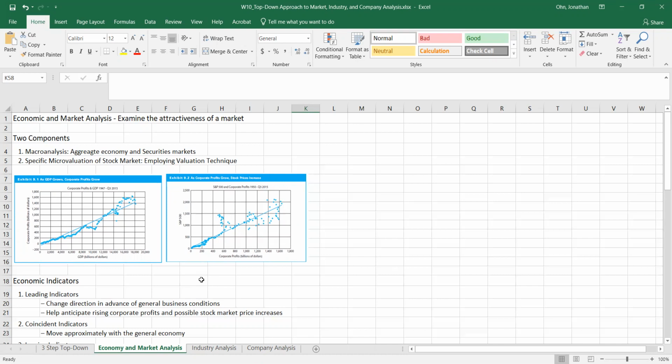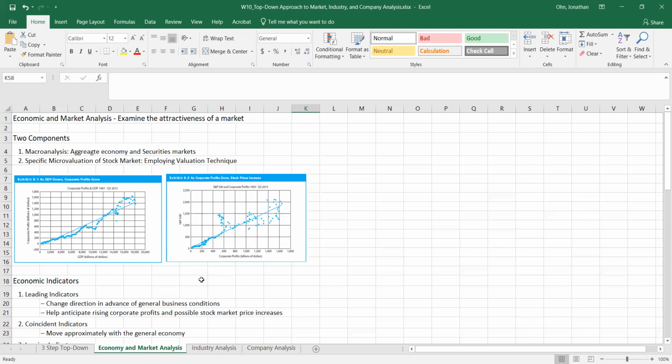Now, if you look at this graph, it shows you the evidence why this top-down approach is important. First graph: the x-axis is GDP, that's a macroeconomic variable, and the y-axis is corporate profit, right? Company profits. What do you see there? It's a clear pattern of positive relationship, right? As GDP increases, your corporate profit increases. So when you choose stocks, you have to start with the macroeconomy. It clearly supports this idea, right?